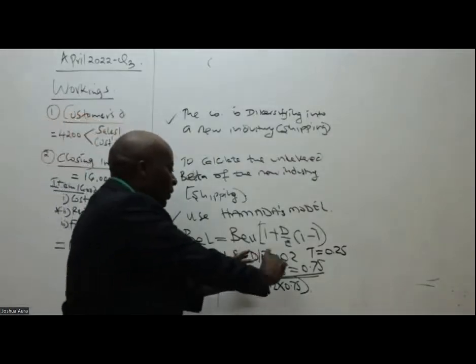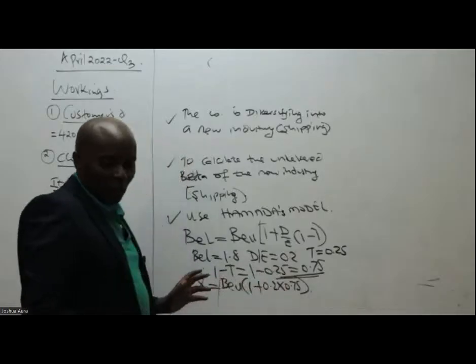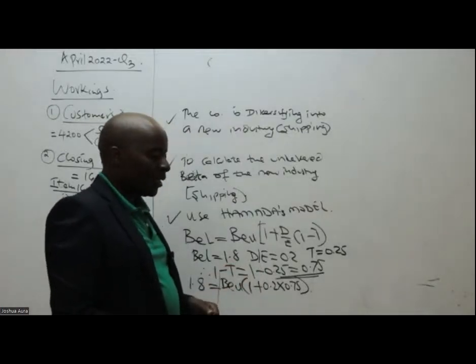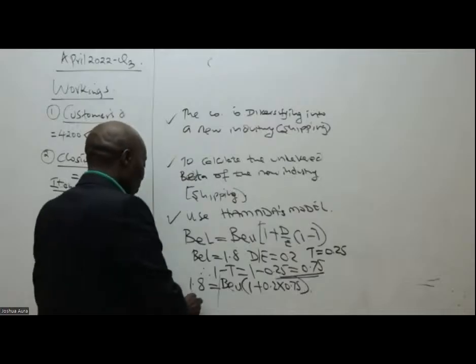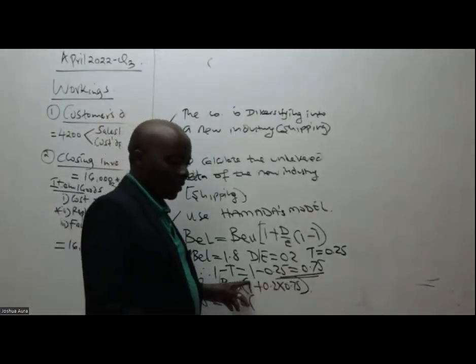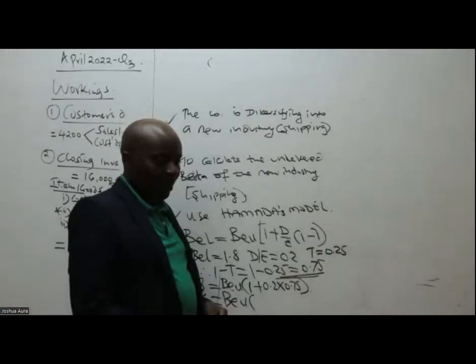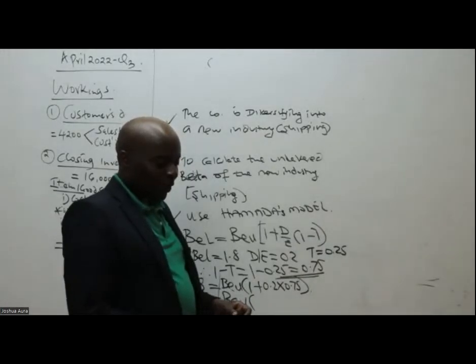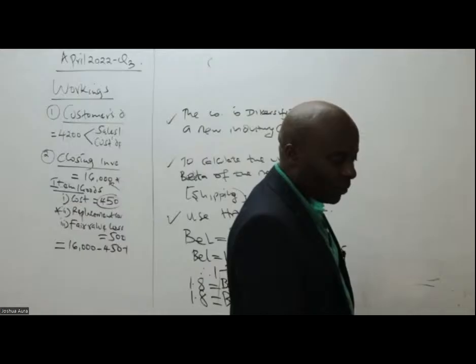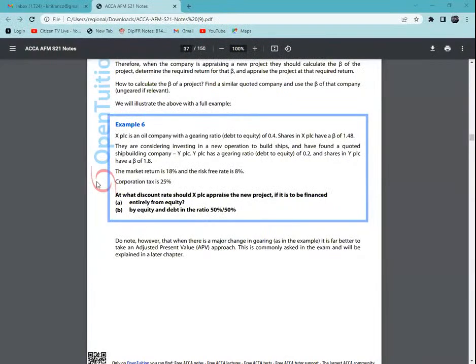First of all, give me whatever is in brackets, BODMAS. Whatever is in brackets, BODMAS: 1 plus 0.2 times 0.75, right? So we have here 1.8 equals beta equity of unlevered firm into this plus this. First of all, we are answering this question before we go to the April 2022 paper. Question number 1. I would want you guys to have a very strong grounding of this Hamada's model.